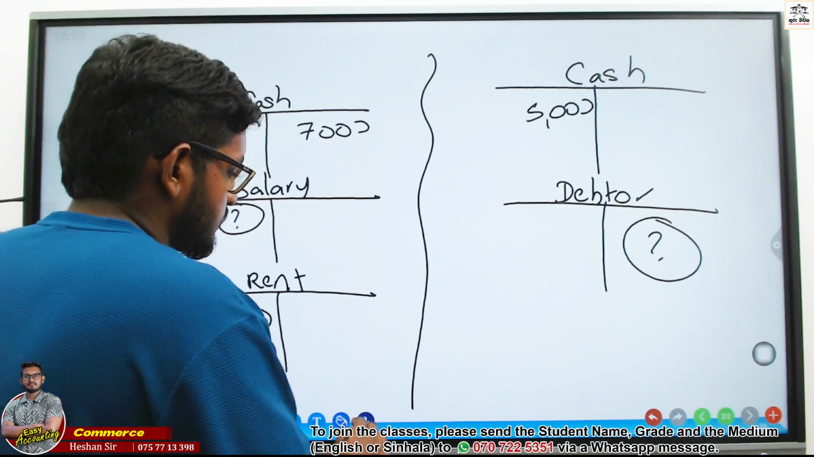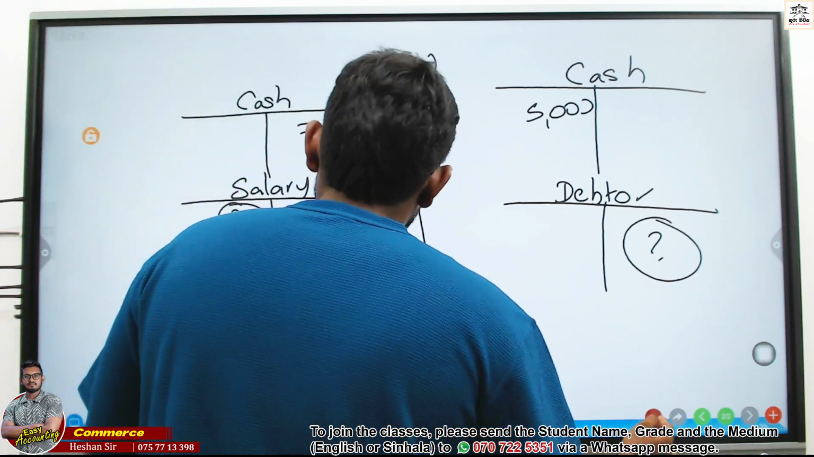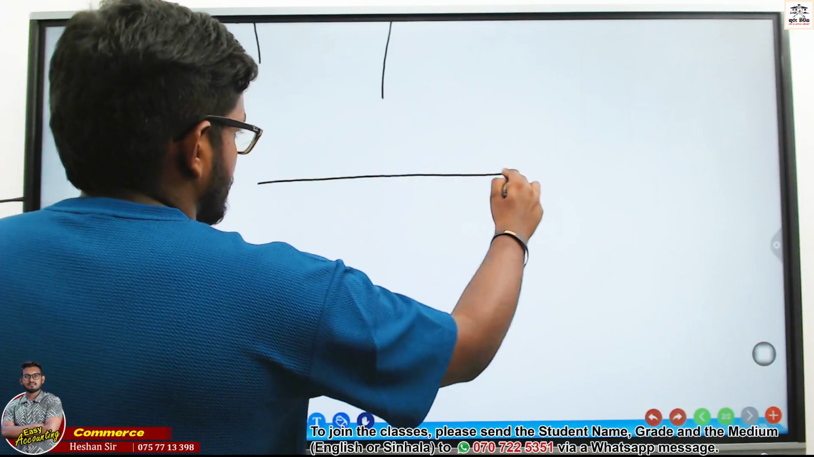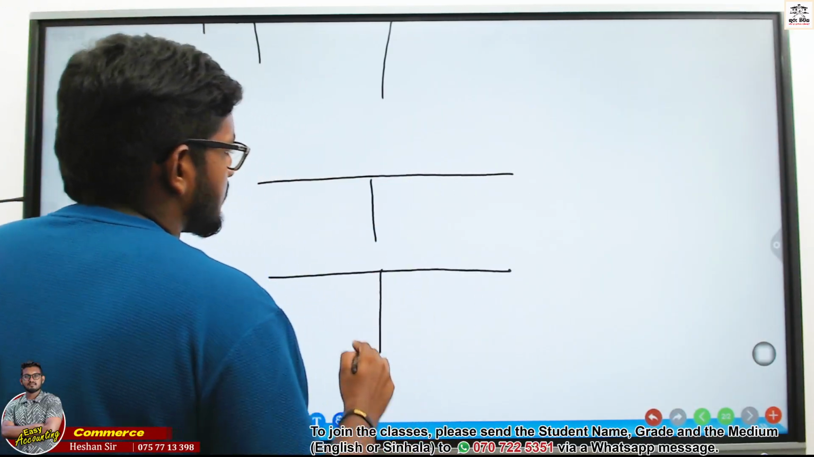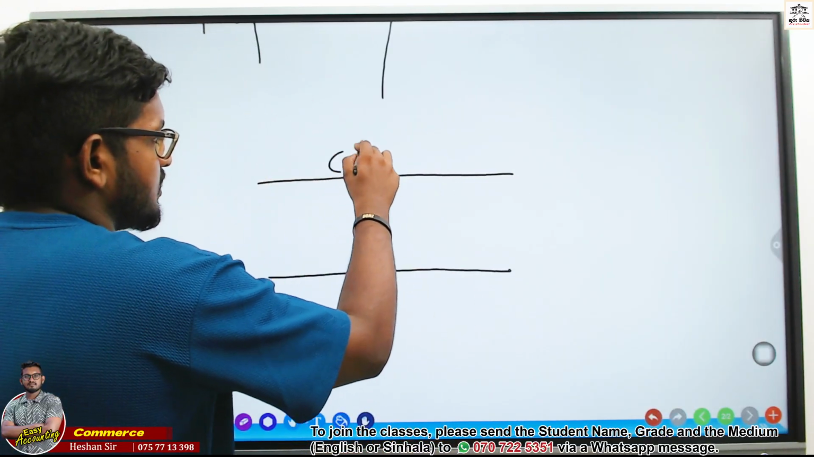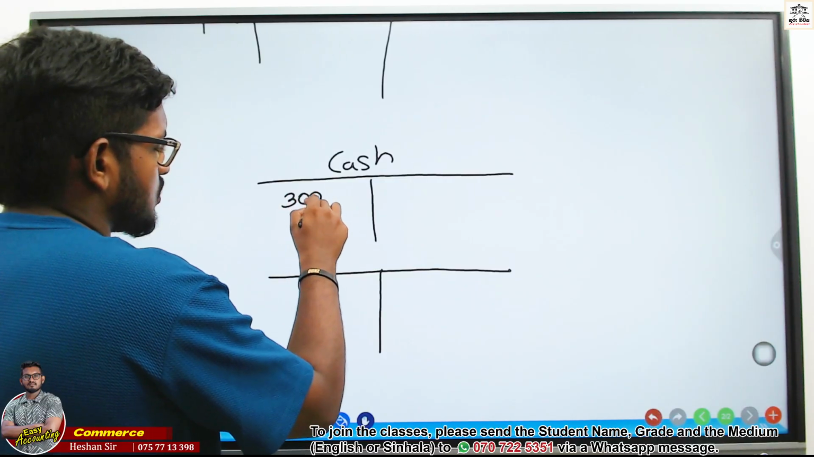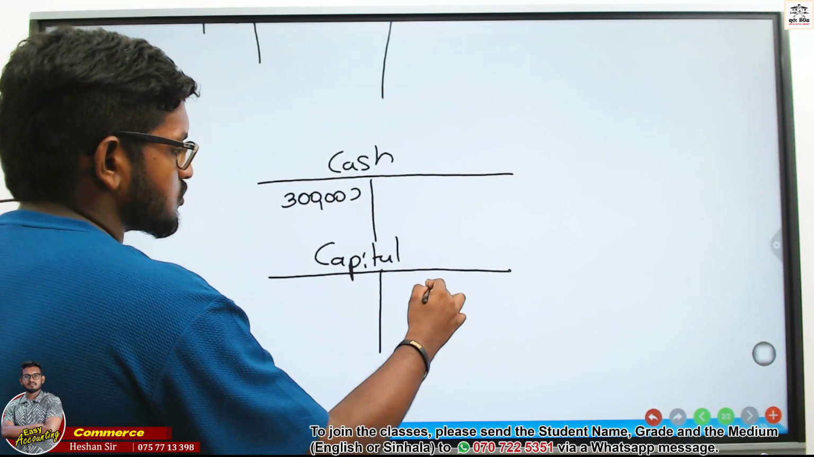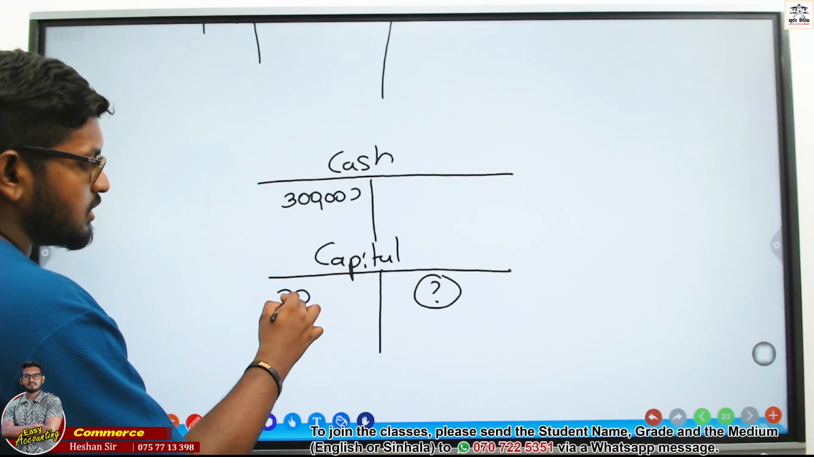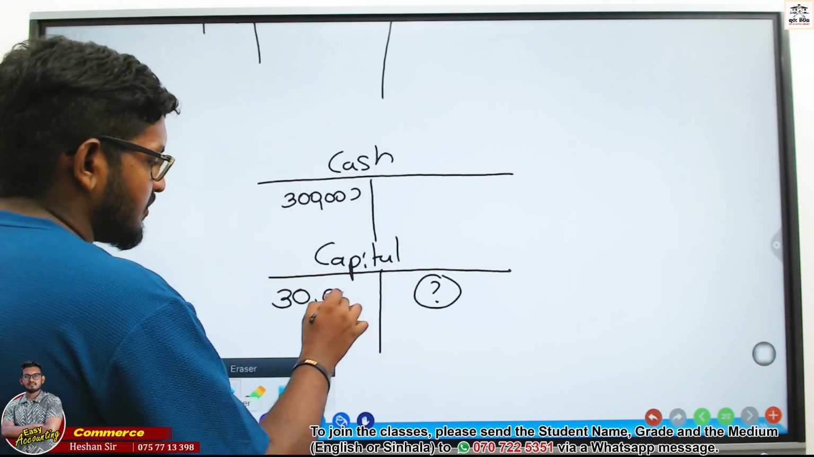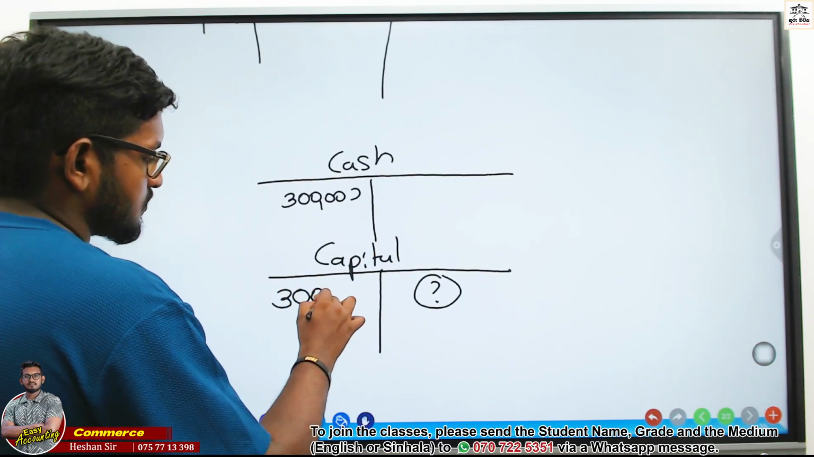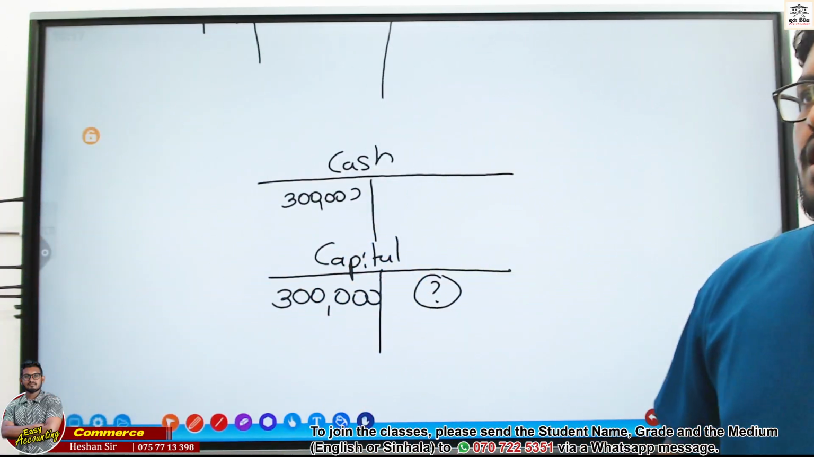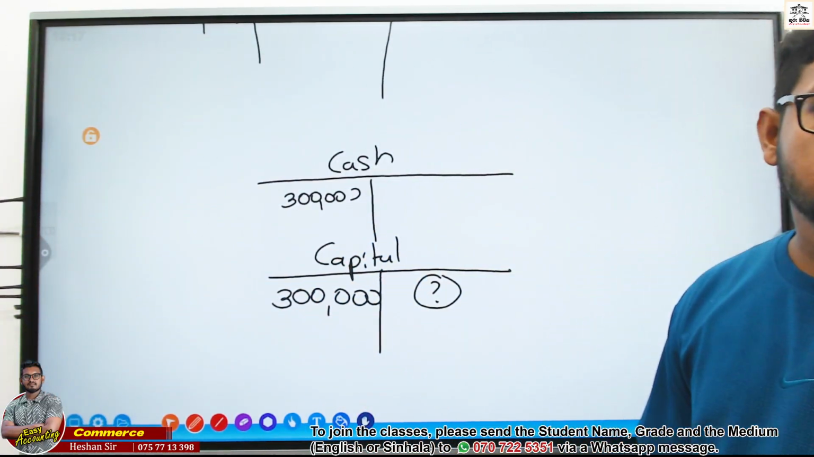Sometimes if you do it like this, for example, the owner invests money, 300,000. Cash account debit 300,000. Then for the owner's investment, the capital account should be credited, but mistakenly you debit it. Both accounts are wrong, written on the same side, so the trial balance still tallies.